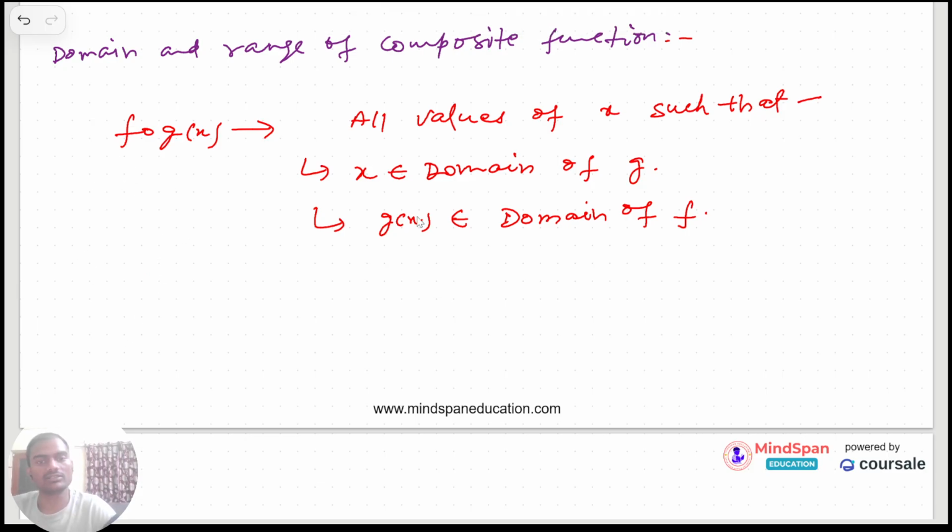While calculating the domain of a composite function, we have to apply these two important rules. First, the input should be part of the domain of g, the first function where we are putting the input, which is self-explanatory. Now, second thing, whatever output we get, it should be part of the domain of f, since this output of g(x) is becoming the input of f.